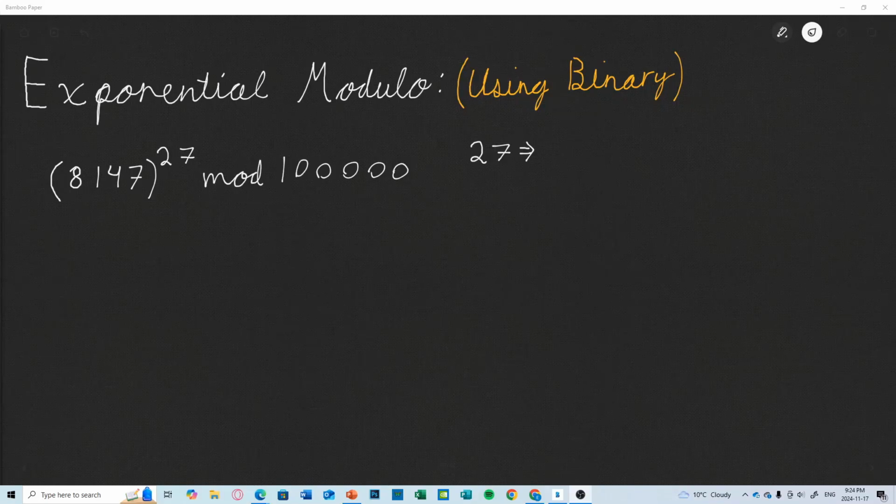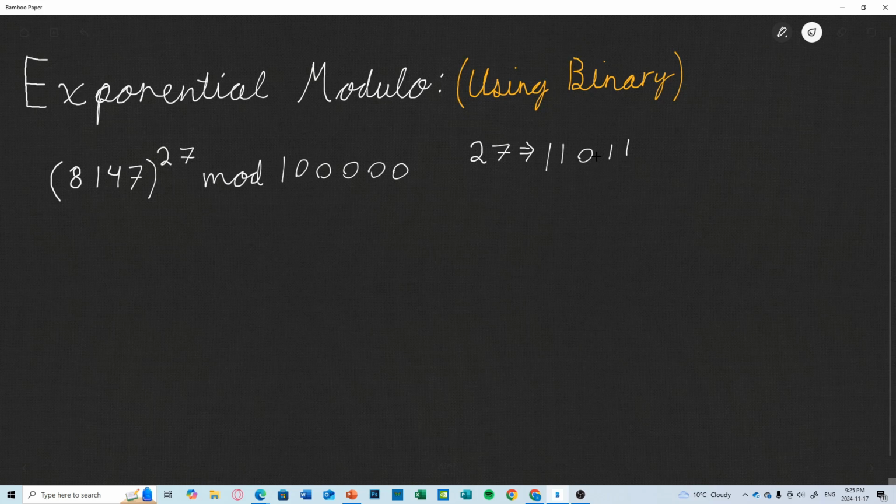Alright, so today we're going to be going over calculating exponential modulos using binary. So the first thing you want to do when you get a question like this is change whatever your exponent is into binary, which means that in this case we'll have to change our 27 to binary, which will give us 1, 1, 0, 1, 1.